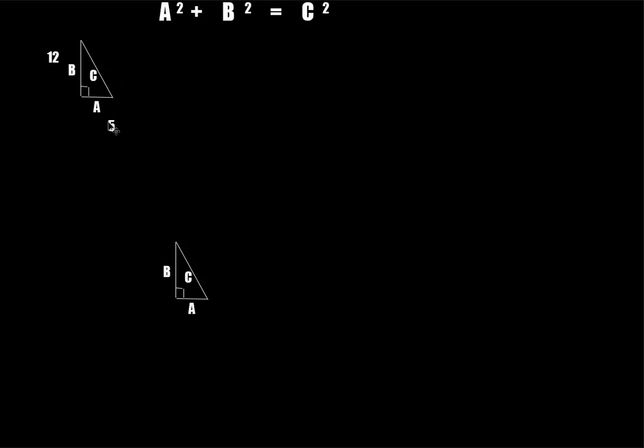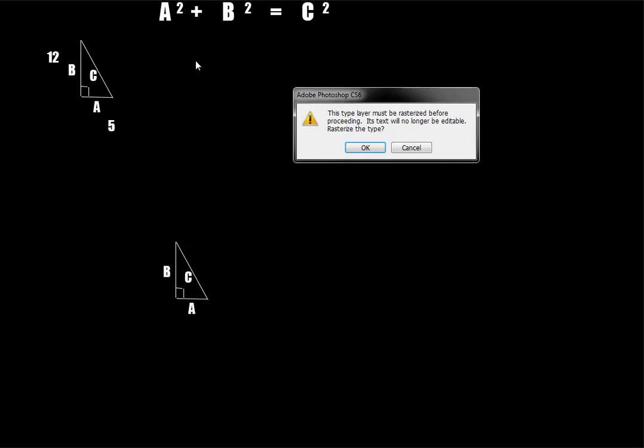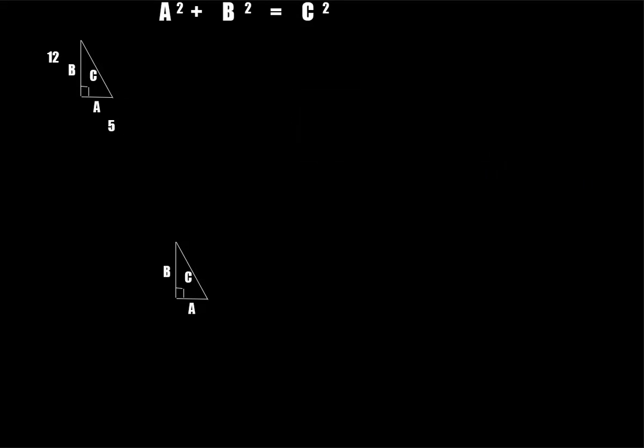So if we know that side A is 5 and side B is 12, we can find out the length of this side, side C, which is the hypotenuse. Now how do we figure that out? Well, we plug it into the actual theory. So we would go side A. Side A is 5 squared. Plus side B, side B is 12 squared, and that equals c squared.